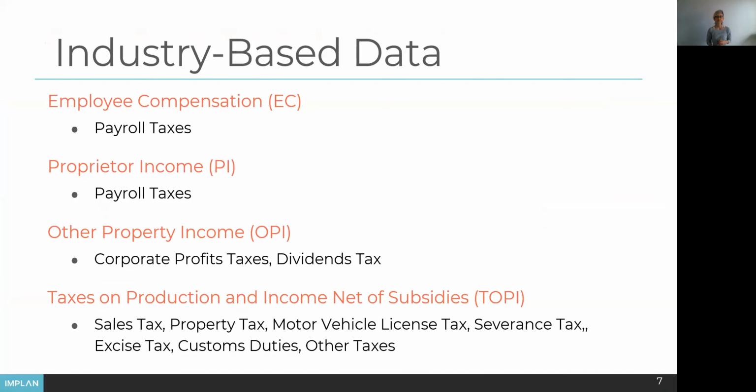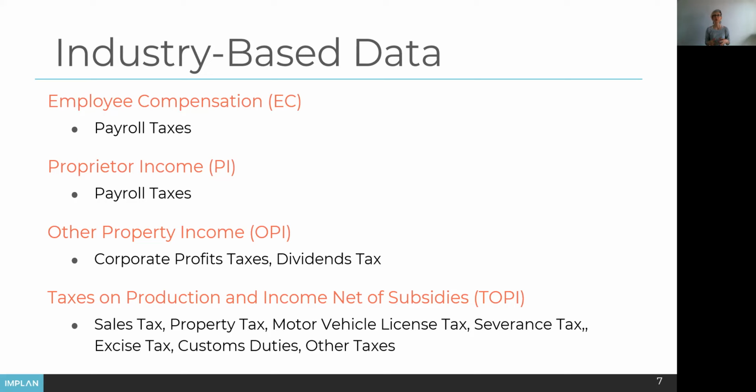presentation. And then I also mentioned that so far we've been talking about collector-based data. So collector being federal government, state government, and local government, and it talks about the specific type of tax. We also have industry-based data. So in IMPLAN by industry, we have information on employee compensation, proprietor income, and all kinds of things, employment and output and all of that.